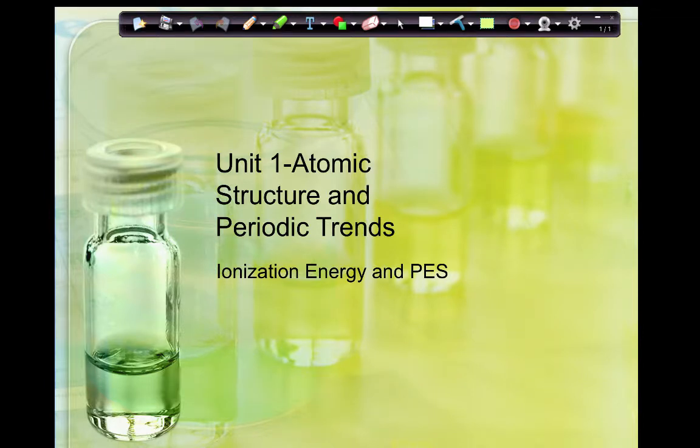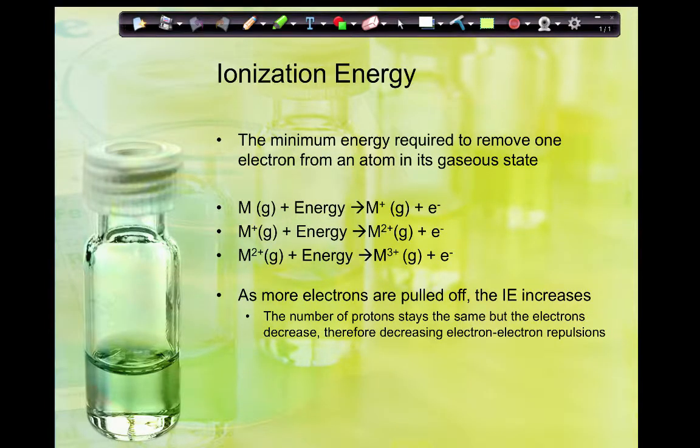All right, so we're going to be talking about what ionization energy is and data that pertains to ionization energy. So ionization energy is basically the energy required to remove one electron. But the actual definition, if you go look it up, is going to say it's the minimum energy required to remove one electron from an atom in its gaseous state.